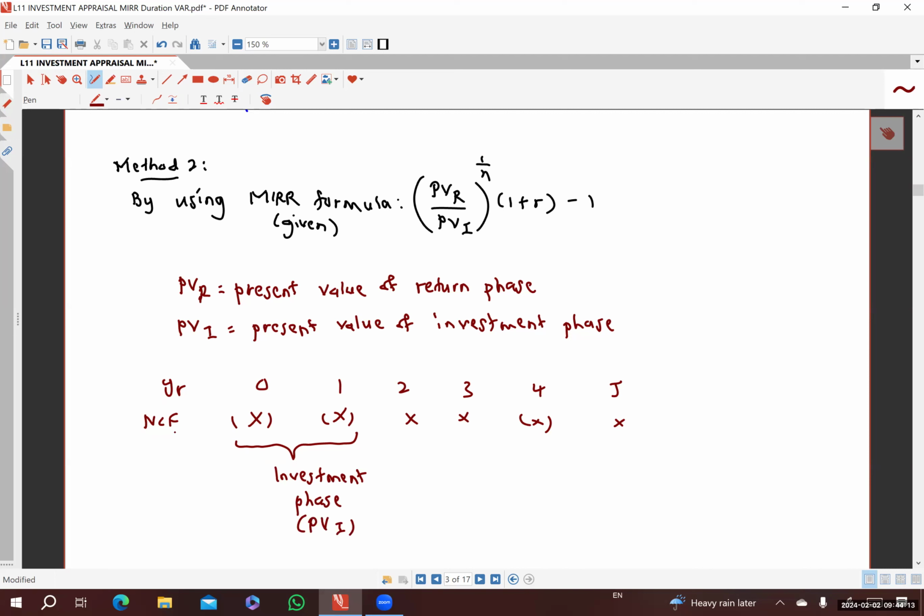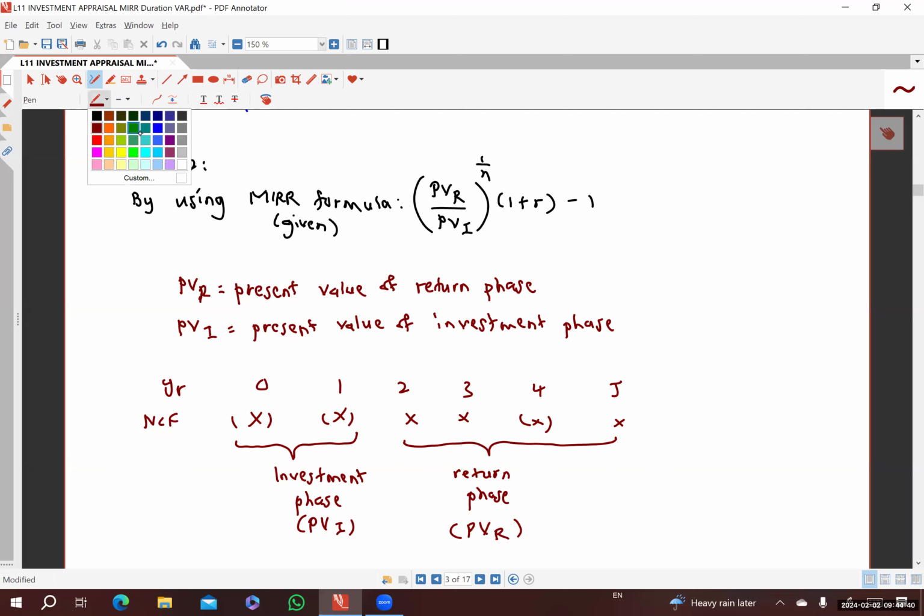Because you have to discount. From the first positive value onwards, we say we go into the return phase. This is the return phase. So PVR comes from here. In between negatives, don't worry, just treat them as return as well. So that is by using the formula. What is R? R is the WACC, the weighted average cost of capital.